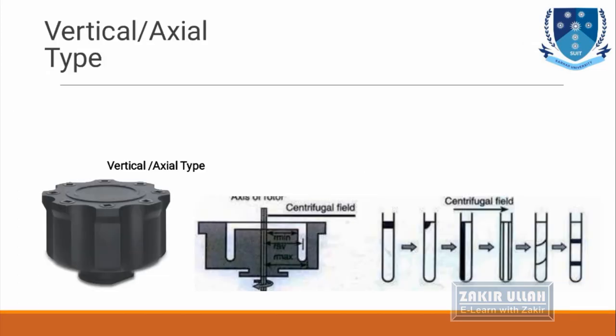Another type of centrifuge is the axial type or vertical type of centrifuge. In this centrifuge, the tubes are parallel to the rotor of the centrifuge, and they are very rarely used in the research lab because the pellet formed is very big as compared to other types of centrifuge. Usually these are used in industrial machinery, other than on the medical side.